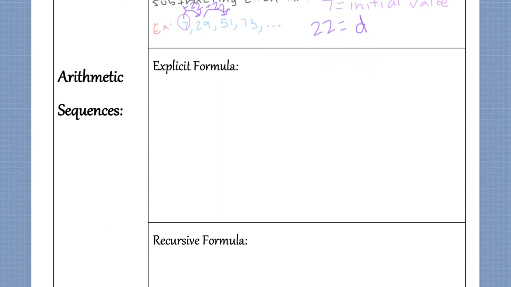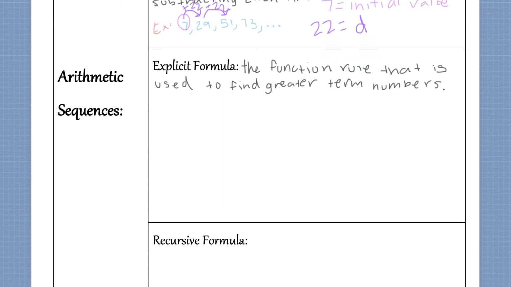Over here we have the explicit formula, which is the function rule that is used to find greater term numbers. So if I had an arithmetic sequence and I wanted to find, let's say, the 22nd term, I would use the explicit formula. The explicit formula is written something like this: f of n is equal to f of 1 plus d times n minus 1. As you can see, there are lots of different variables in this equation.